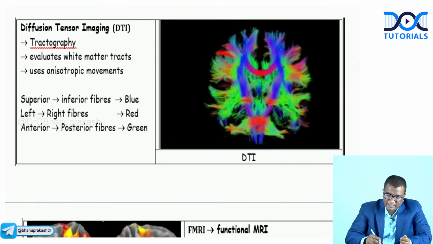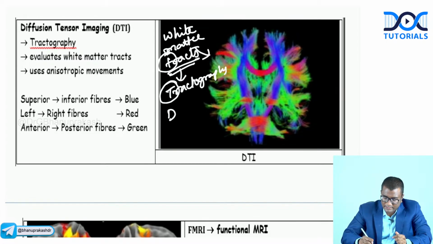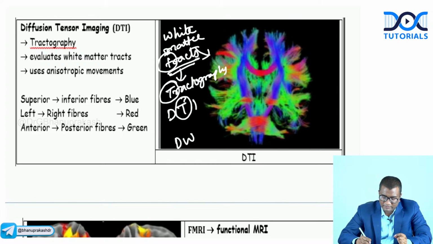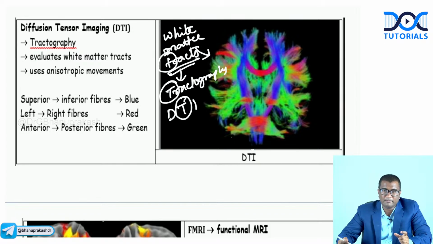If you are seeing the white matter tracts appearing very colorful, this technique is called tractography, or diffusion tensor imaging, not diffusion weighted imaging. DWI is different, that is for acute infarcts. Diffusion weighted imaging is different, diffusion tensor imaging is different. So this is diffusion tensor imaging, DTI, for white matter tracts.